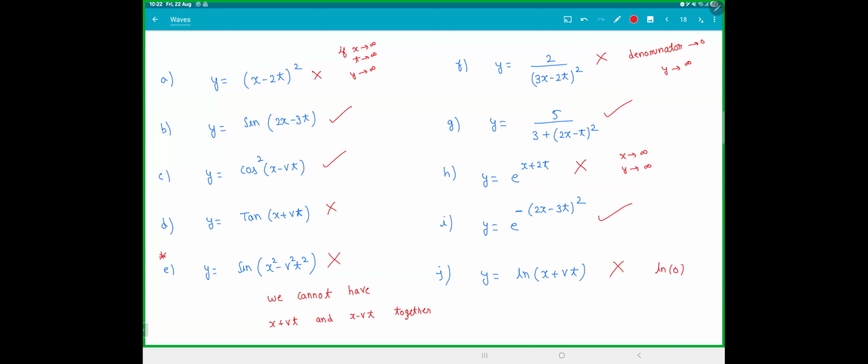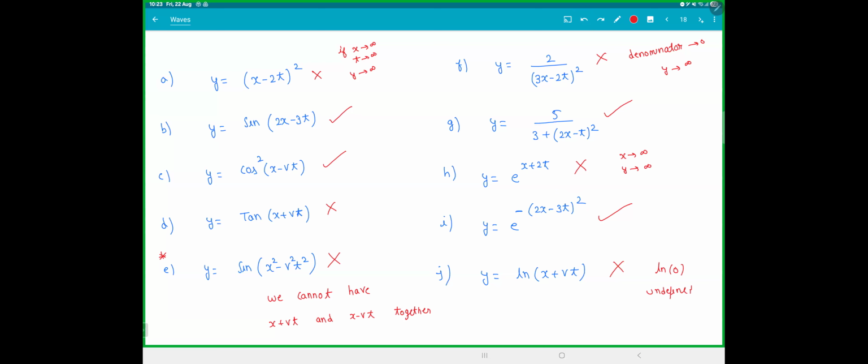Ln 0 is undefined. If you look at the e power expression, it is a good one. This minus sign and this square saved it, because the square is always a positive number and the minus sign will always put it in the denominator. So e power minus infinity becomes 0. The reason the other one got messed up is because of that. Negative exponents are okay, but positive ones become unbounded.